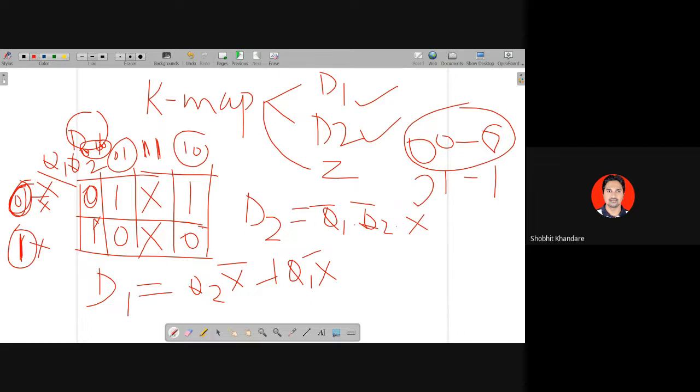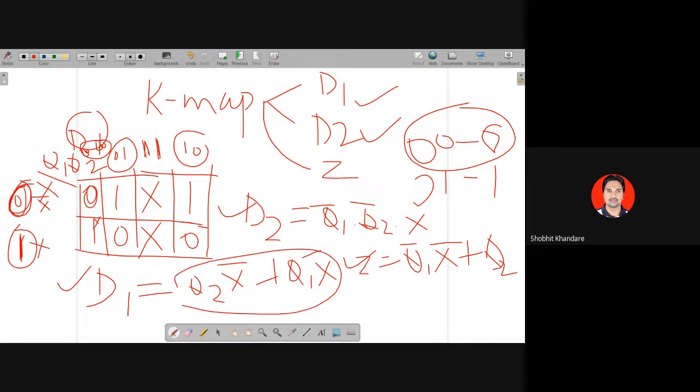And there is a last K map for the Z output. Here also you will have the equation Z equals Q1 bar x bar plus Q2. So you have the equations for D1, D2 and Z. Can you visualize the design? In that design you have two D flip-flops. The D1 input is written here, the D2 input is written here, and Z, which is my output, is written here. So you have Q1, Q2, Q1 bar, Q2 bar, X, and X bar. Can't you make a design now?